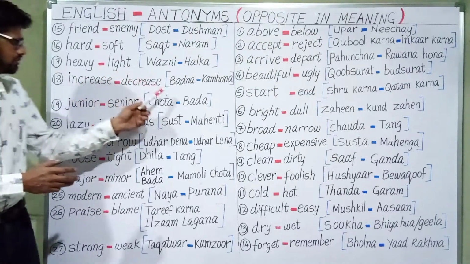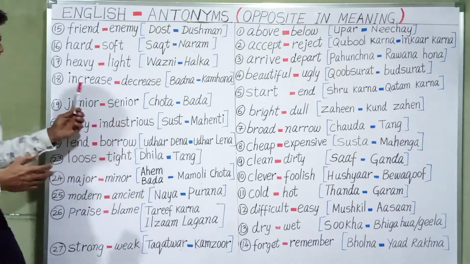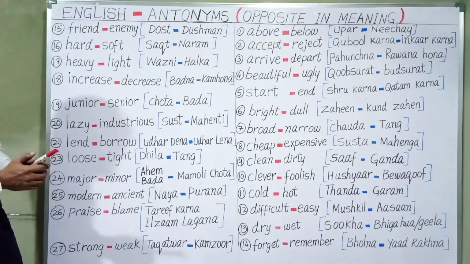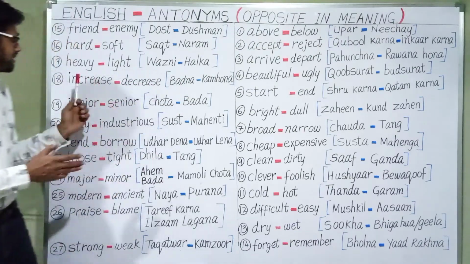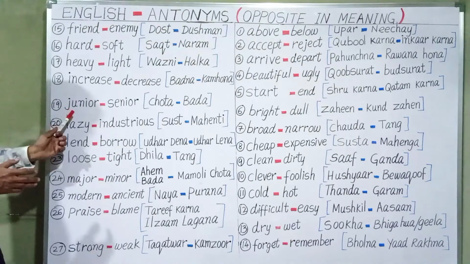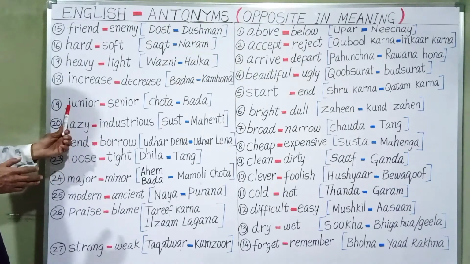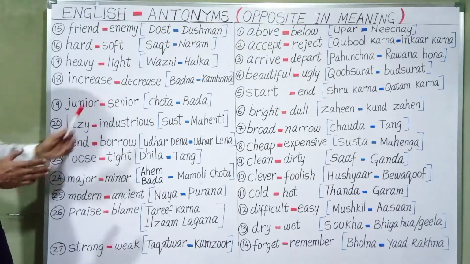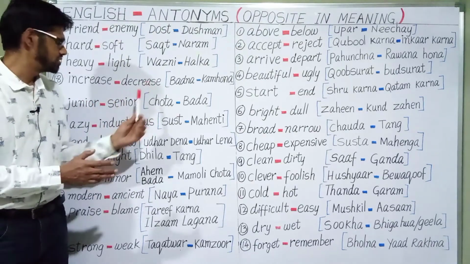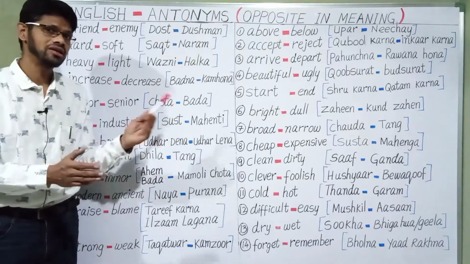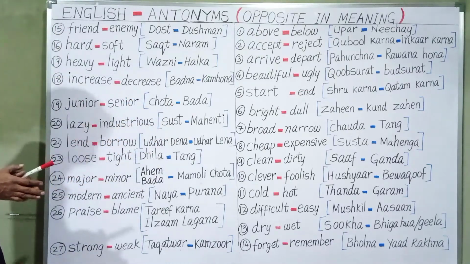Okay, increase and decrease. Increase is बढ़ना या इजाफा होना. Increase, what is the opposite of increase? Decrease. कम होना. Decrease, कम होना. Increase, इजाफा होना. Junior, senior. Junior, what is the opposite of junior? Senior. Junior, छोटा, और senior, बड़ा. Senior, बड़ा. रुतबे में सीनियर बड़ा और जूनियर छोटा.